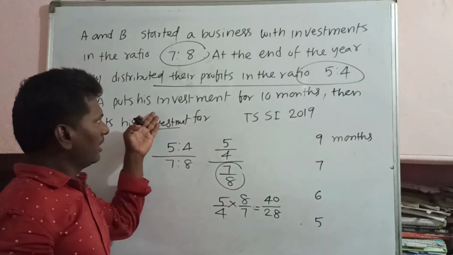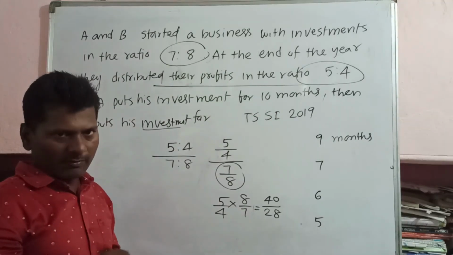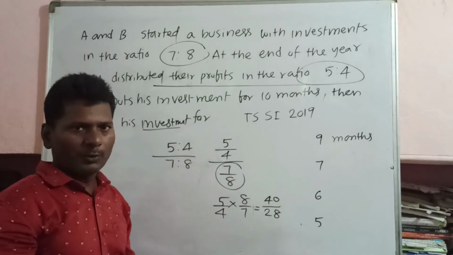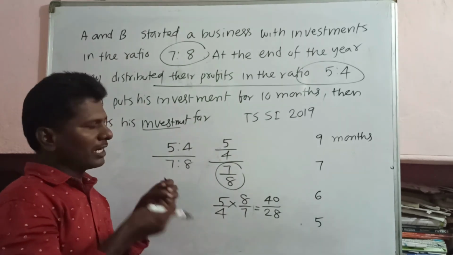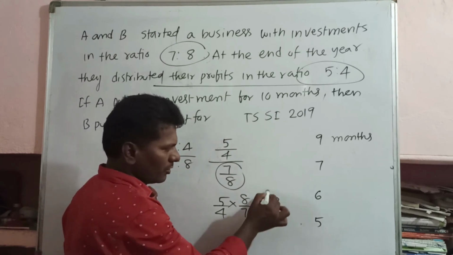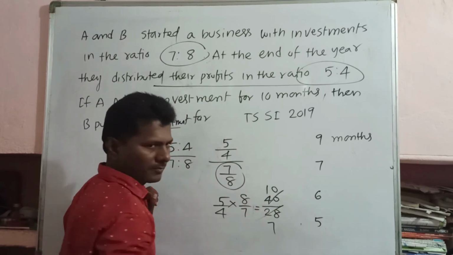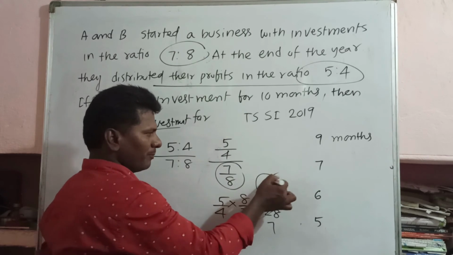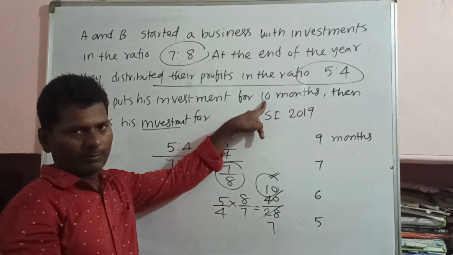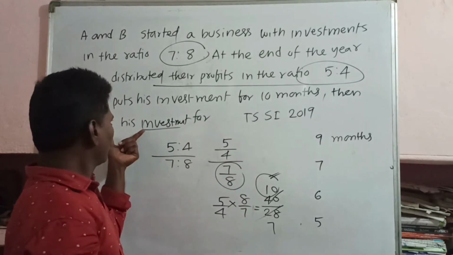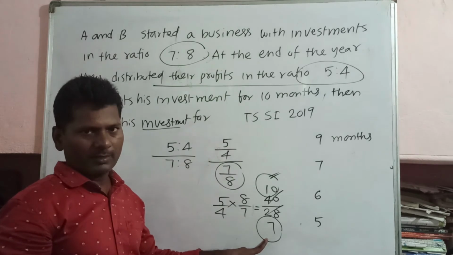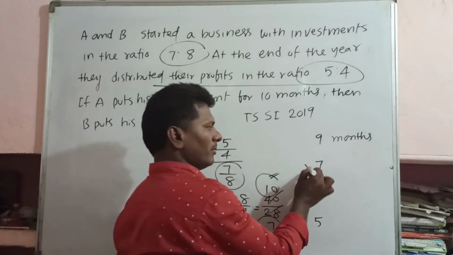Here one piece of information is given about A. A's time period is 10 months. He put the amount for 10 months in the business. So by cancellation, 4 tens, 4 sevens. This is A's time period, 10 months, which is given in the problem. We are asked to find out B's time period. B's time period is 7 months. So the answer is 7 months.